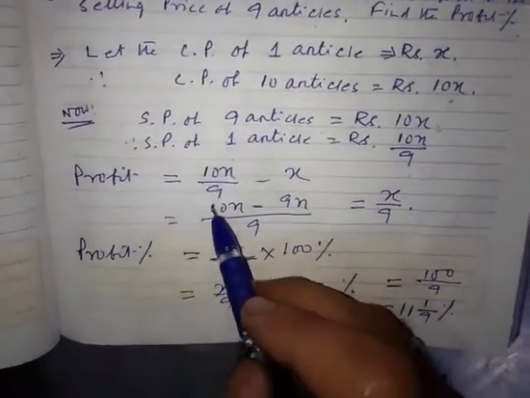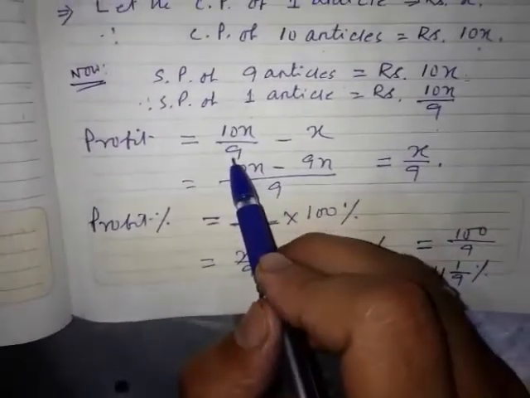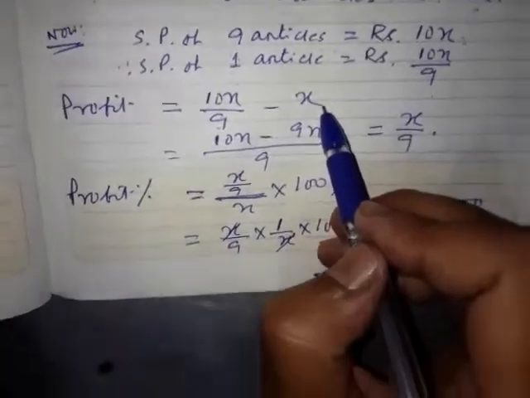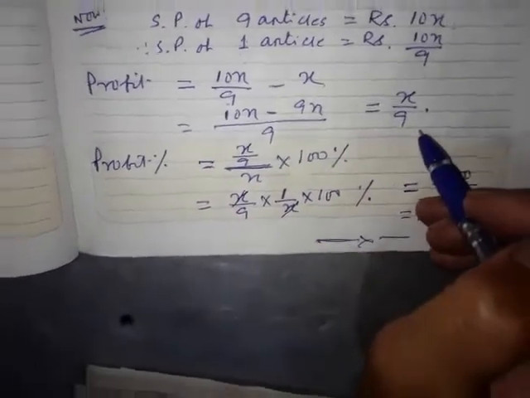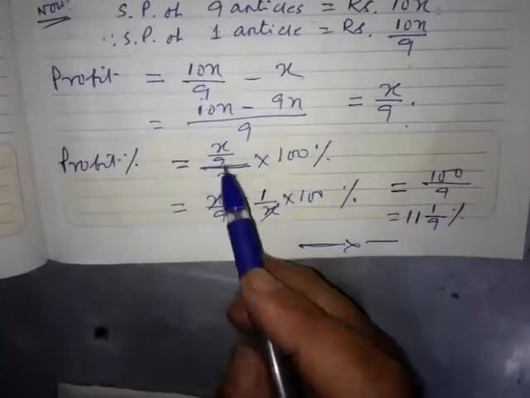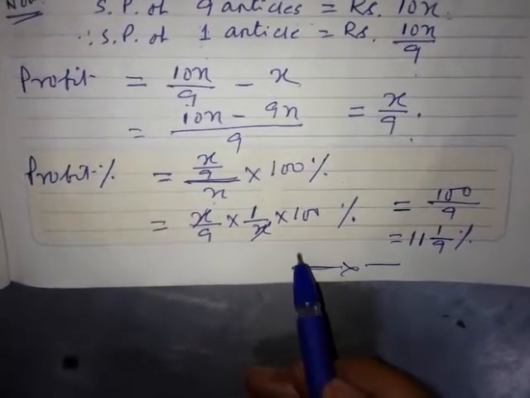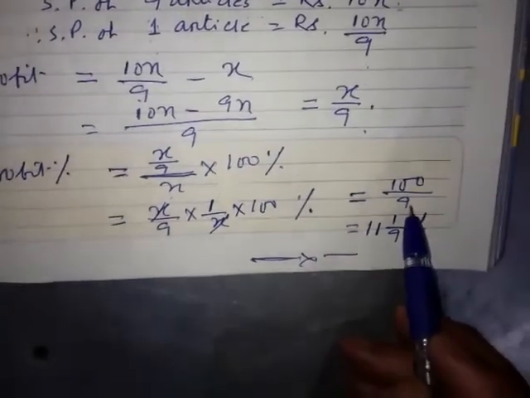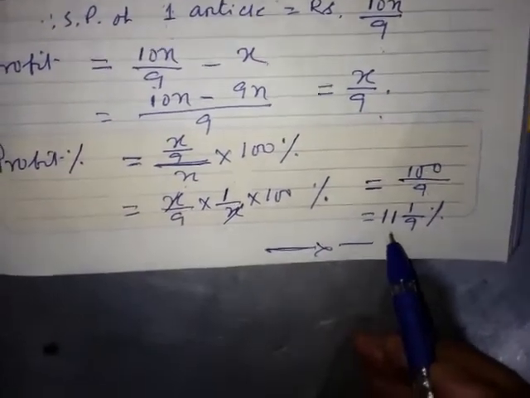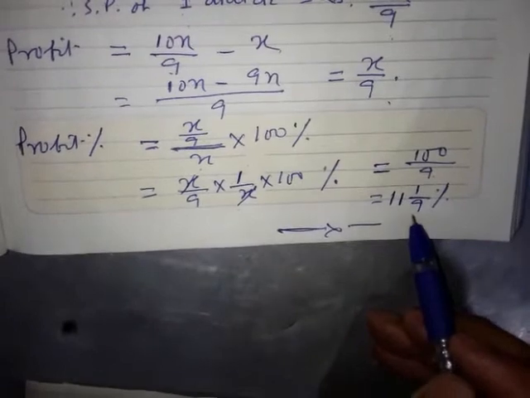So how can we find out the profit? SP of 1 article minus CP of 1 article. By doing the calculation, you get the profit. Now you know how to find the profit percent: profit by CP into 100. If you do the calculation, it will come to 100 by 9. Convert it into a mixed fraction, 11 whole 1 by 9%.